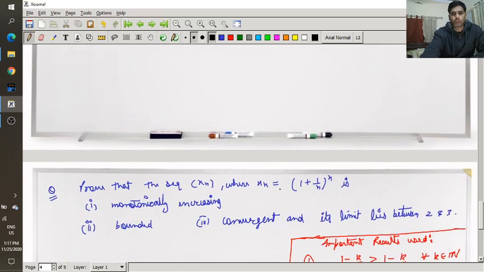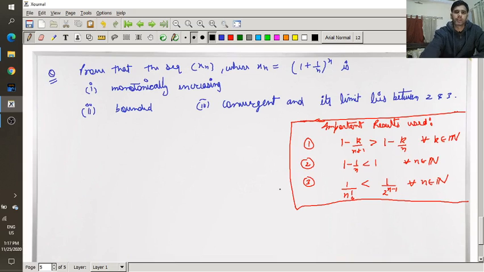Now we will move to the next question, very important and a little bit difficult to understand. So I need your full concentration to understand this question, otherwise you will skip some points. To solve this question, let us see what the statement is. Prove that xn, where xn is 1 plus 1 by n raised to power n, so it is some binomial expression, is monotonically increasing, bounded, convergent, right? So the same concept we are using. And the extra thing is its limit lies between 2 and 3.